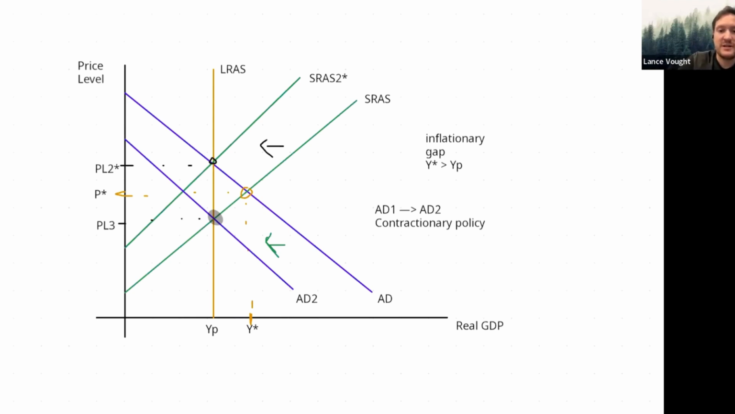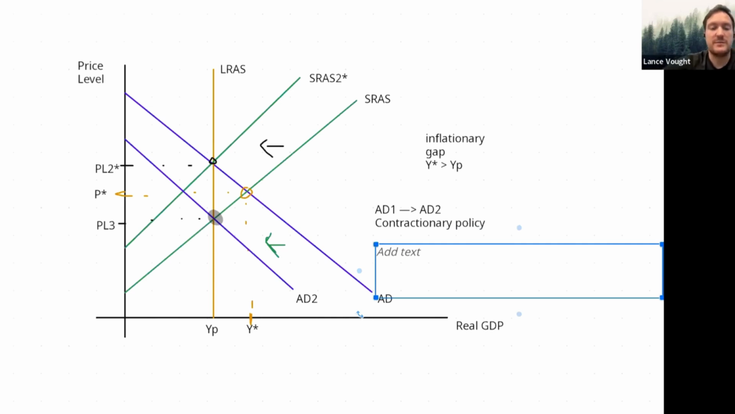So contractionary monetary policy is going to be selling securities, which reduces the money supply, which is going to increase interest rates, which is going to disincentivize borrowing, which is going to reduce C&I, which reduces AD. So that's your steps.